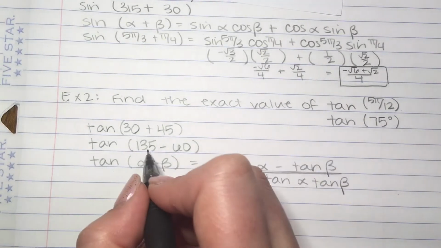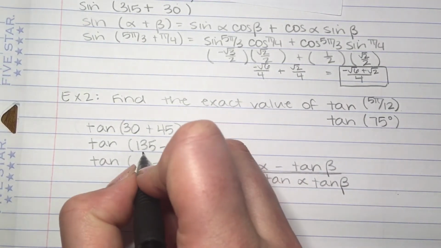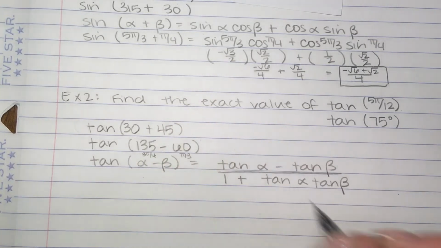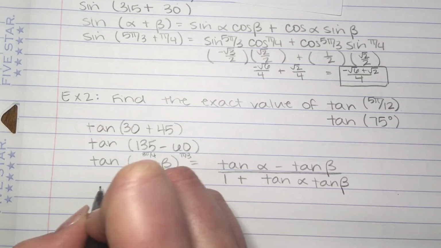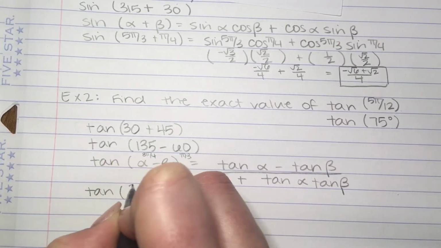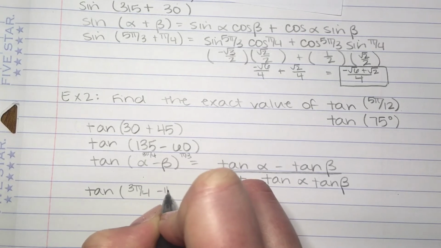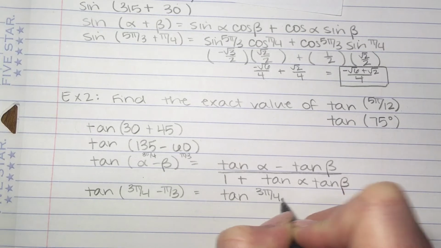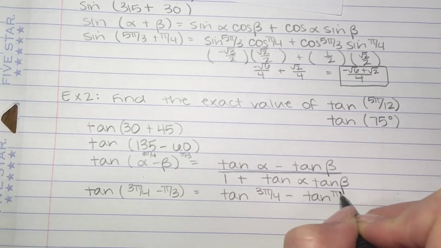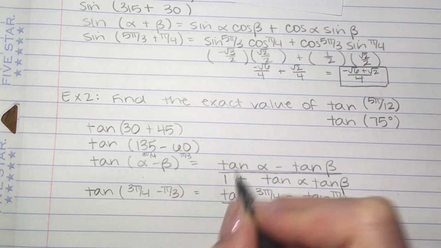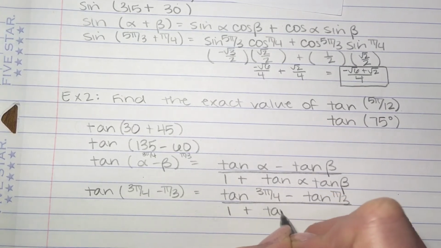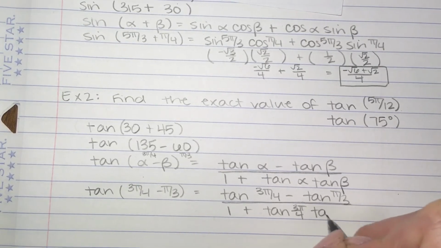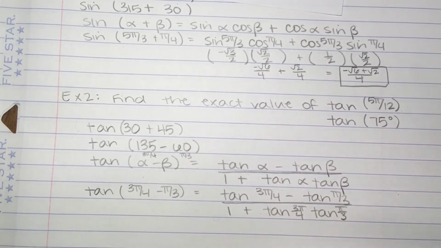Okay. So 135 degrees is 3 pi fourths. 60 is pi thirds, and so we'll go ahead and set it up this way. So I'm going to say tan of 3 pi fourths minus pi thirds is tan of 3 pi fourths minus tan of pi thirds divided by 1 plus tan 3 pi fourths times tan of pi thirds.